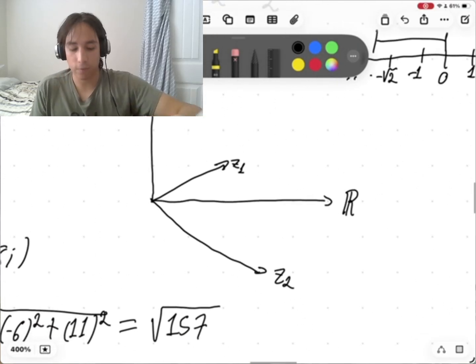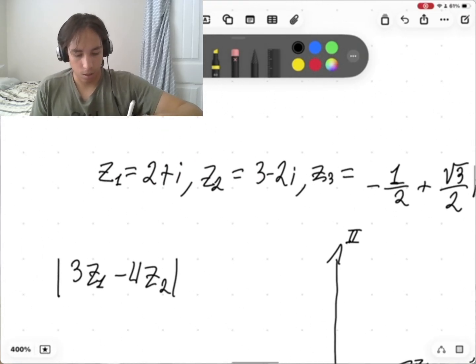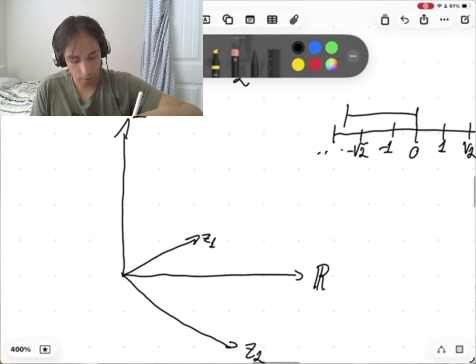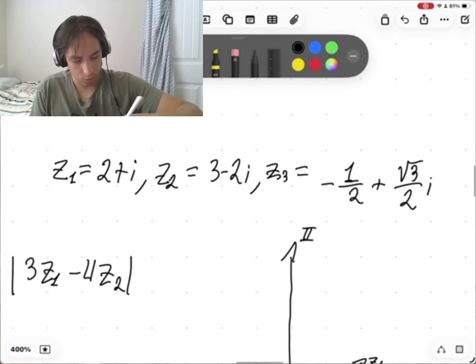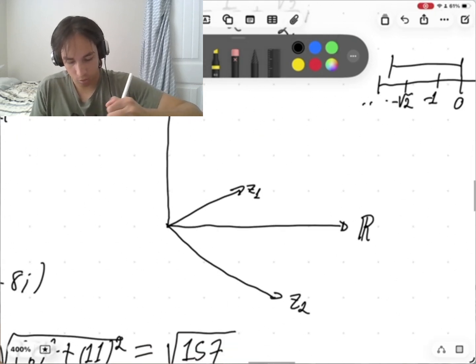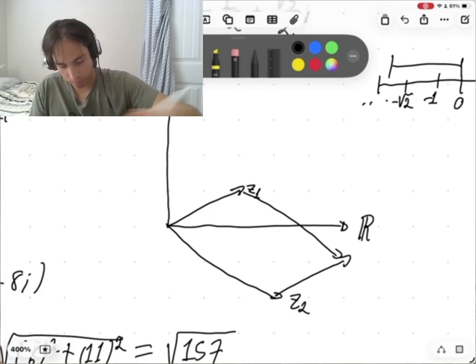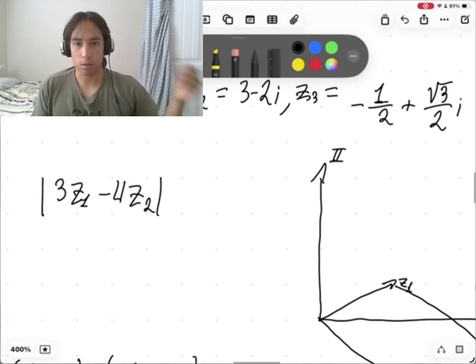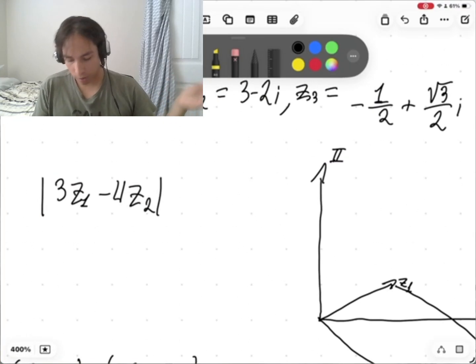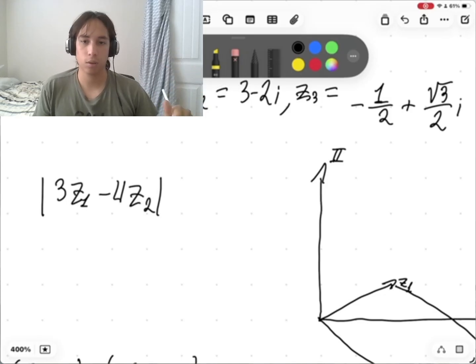If we add them like vectors, we do 3 plus 2 is 5, so it's going to be around here. And we do 1 minus 2 is -1, so it's going to be right here. You can see that it forms a parallelogram, which is just how we add and subtract with vectors, tip to tail.